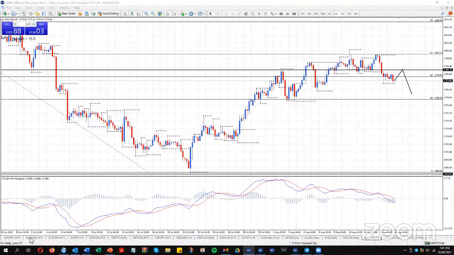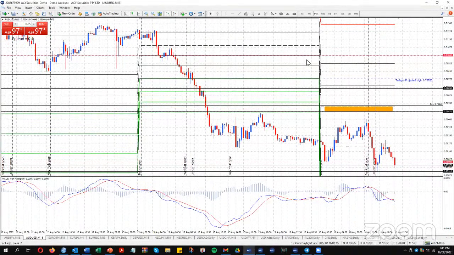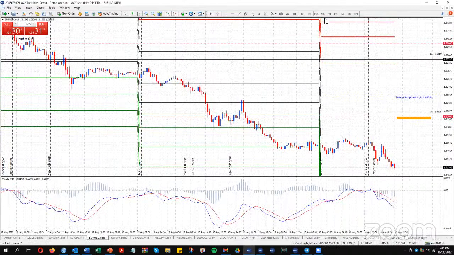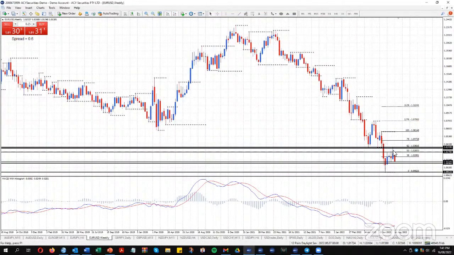Ultimately, what I'm seeing at the moment, when I talk about the bigger picture trend, let's go to the day chart on the Aussie. 79. This is a weekly downtrend correction. This to me is a lower top at the 79% level. On the euro dollar, it's the same deal, weekly chart. Well, it's not gone up as high. It's failed at the 62% level of the weekly downtrend.